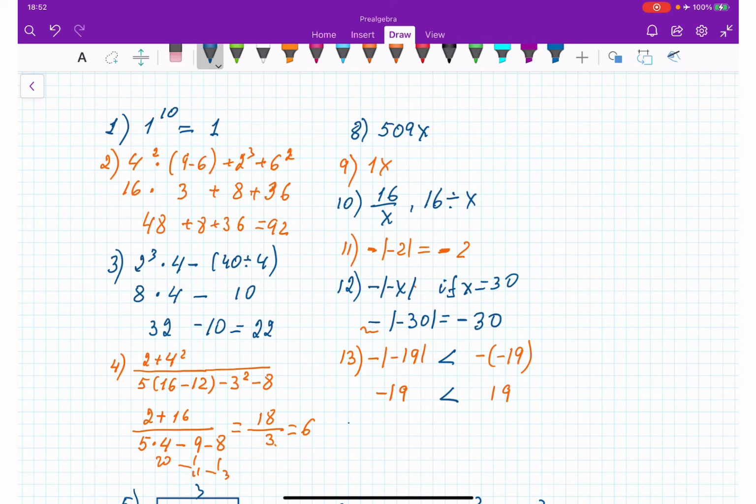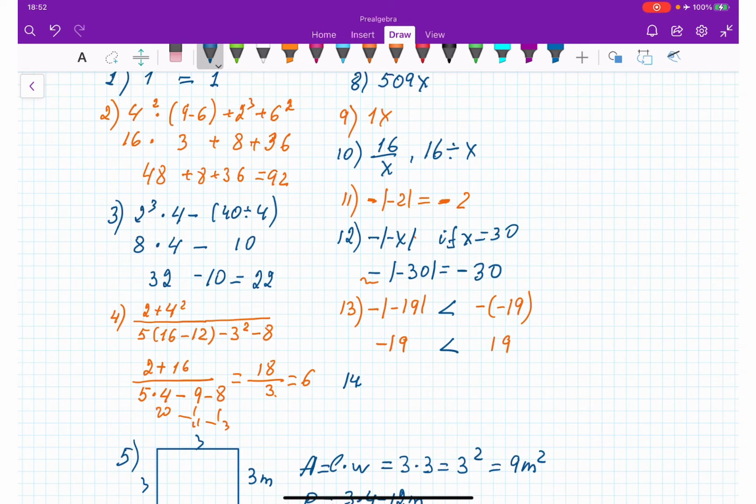Number 14. We have 0 and we have negative 10. What sign are we going to insert? What's the relation between 0 and negative 10? Since 0 on the number line is on the right side, negative 10 on the left, therefore the number on the right side is always going to be greater than the number on the left side.